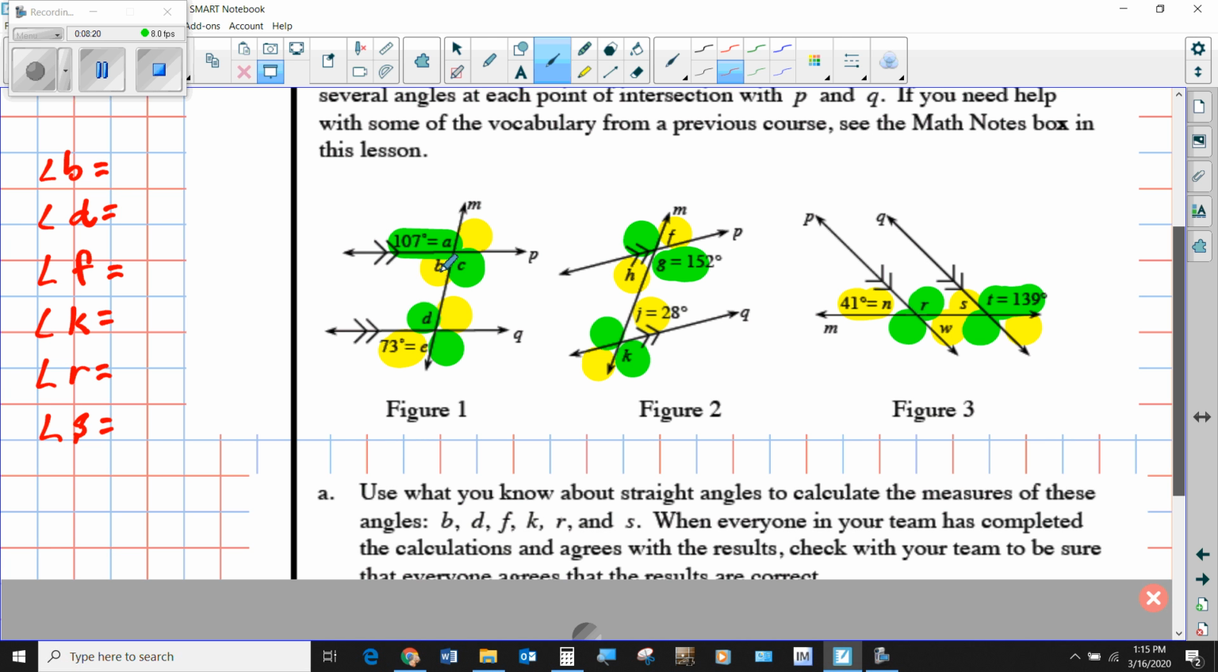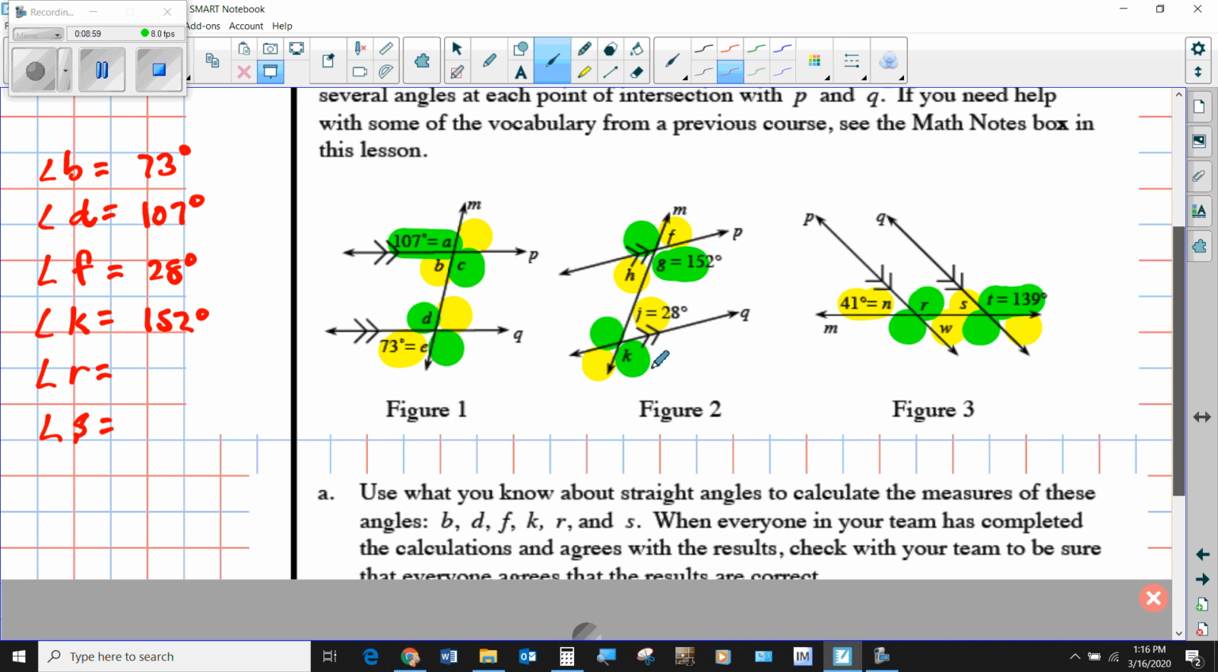Angle B matches up with all of the acute angles, so this has to be 73 degrees. Angle D matches up with all the obtuse angles. Did I say obtuse angles for the yellow ones? The green ones are acute. Or are they? I'm messing this up completely. No, I was right the first time. These are acute. These are obtuse. So angle D has the same measure as angle A because they're corresponding, so that must be 107 degrees. Angle F matches up with angle J, which is 28 degrees, which means this must be 28. And angle K matches up with angle G, which must be 152 degrees.